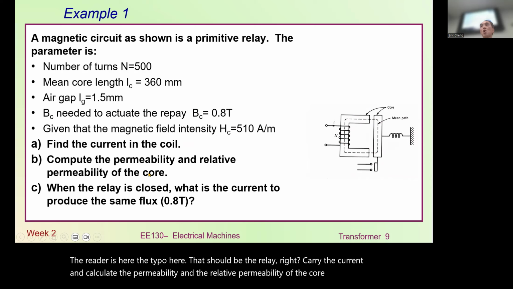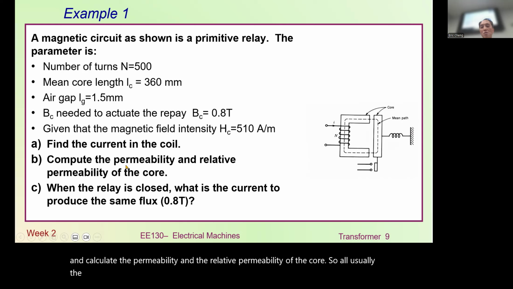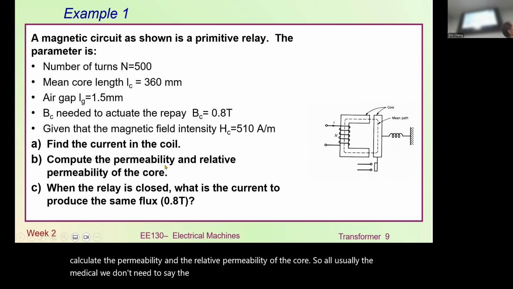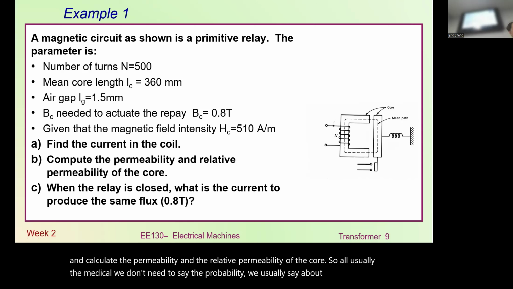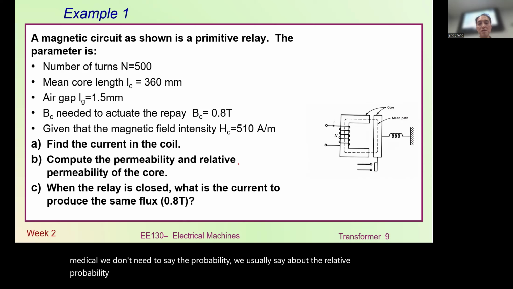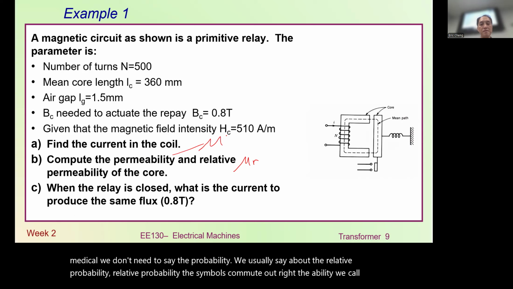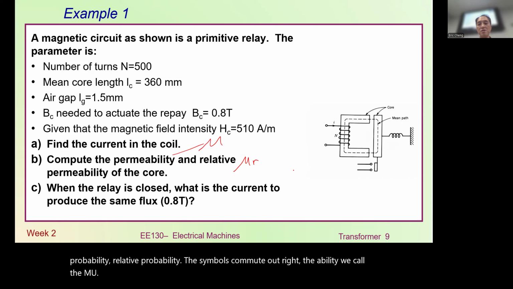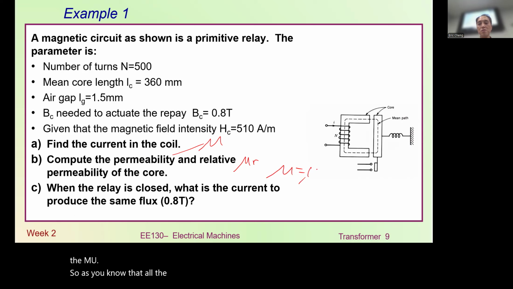Usually for the magnetic core, we don't say the permeability. We usually say the relative permeability. The symbol for relative permeability is mu r. Permeability we call mu. So as you know, the permeability equals mu naught times mu r, where mu r is the relative permeability.